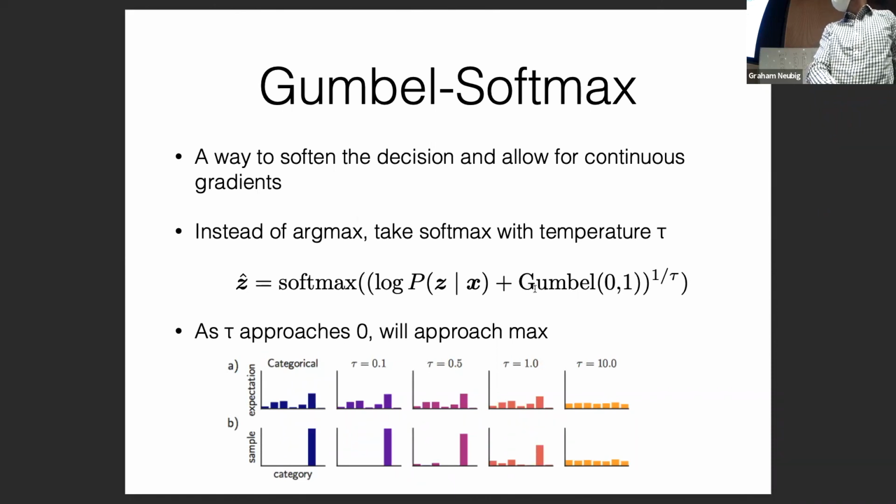So basically, because you have the Gumbel in here, this is sampling essentially. So it's a reformulation of sampling, but because every time you have Gumbel noise, every time you'll get a different distribution there, essentially.